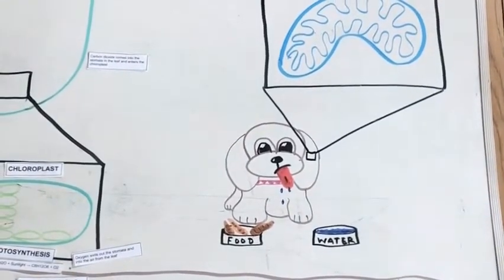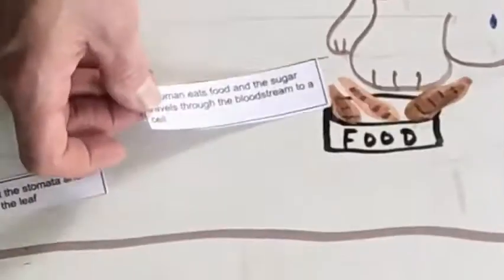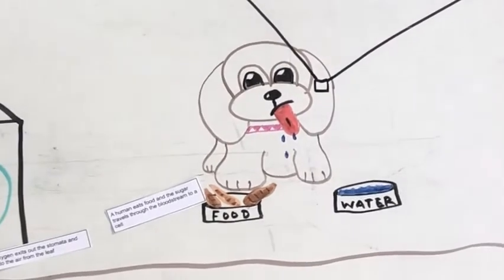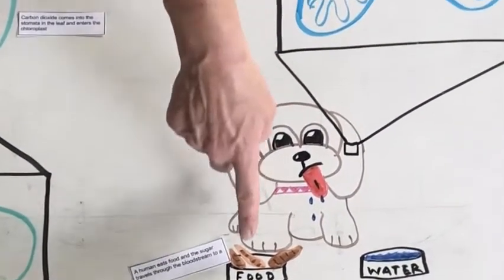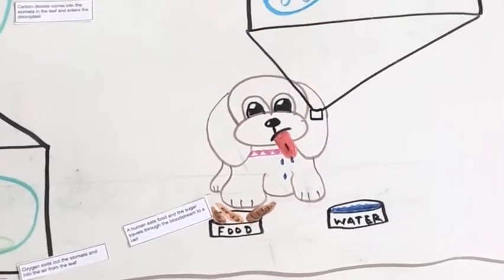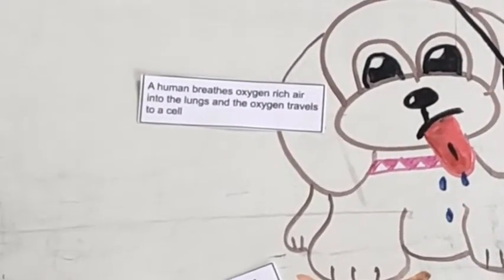What happens in cellular respiration is, on your little slides, you have that a human eats the food, but we're going to use a little dog today. So the dog is going to eat the food that contains lots of sugar, or C6H12O6. In this example, we're using carrots because that's about the only vegetable my dogs will eat. The dog is going to breathe in oxygen-rich air.